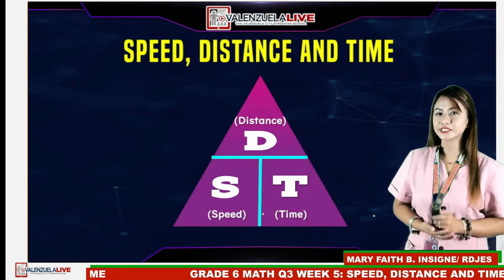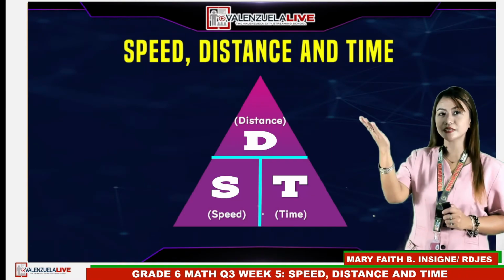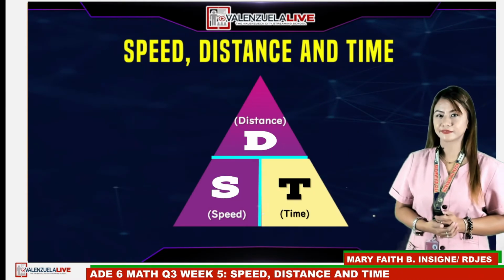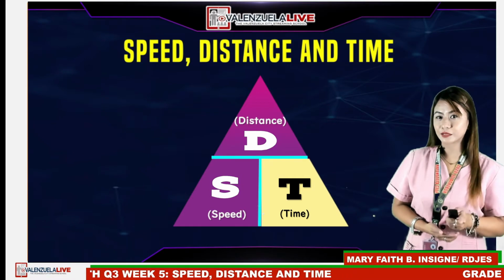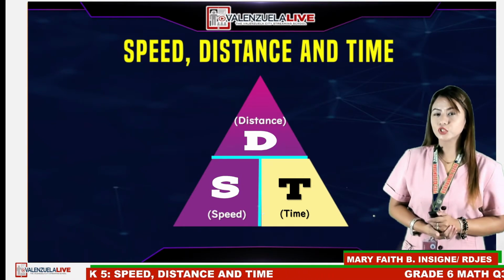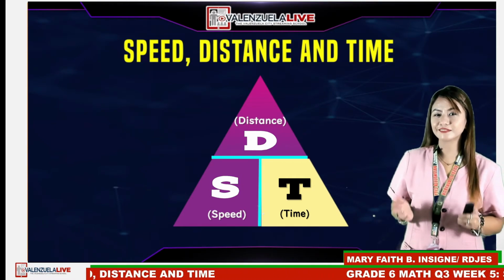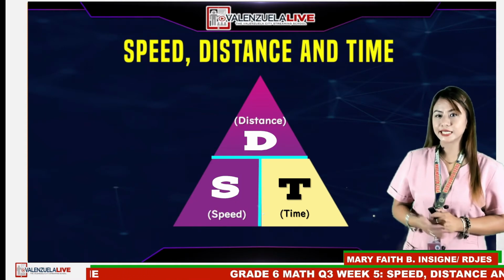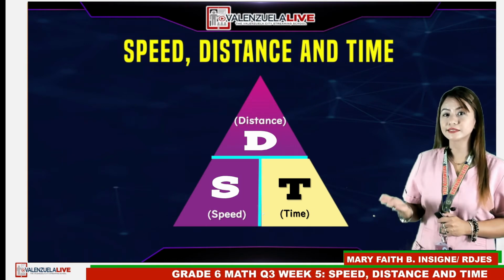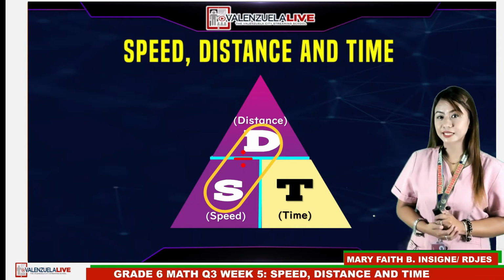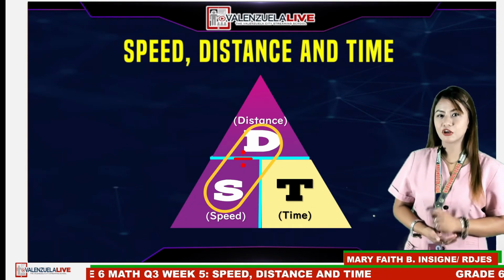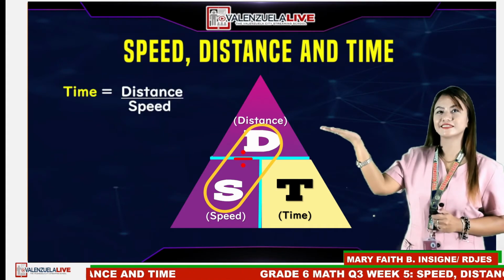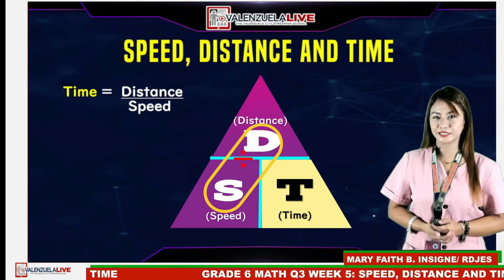Now, to solve for the time, we can also use the formula triangle. In order to work out the time that the journey took, you will need to know the speed of the journey and the distance that was traveled. In the triangle, if we cover the time, we should divide the distance and speed. Or, time equals distance divided by speed.